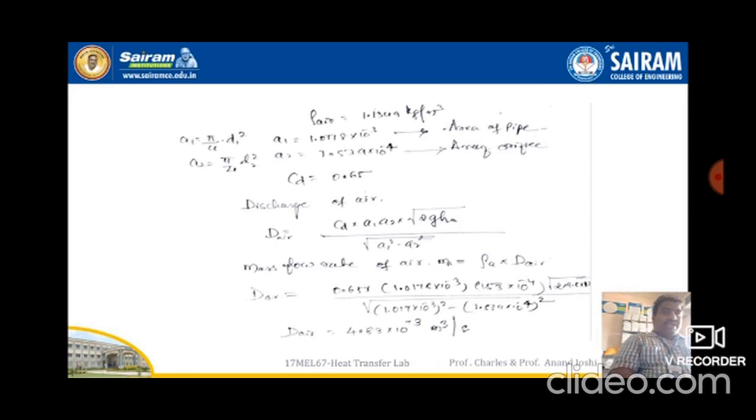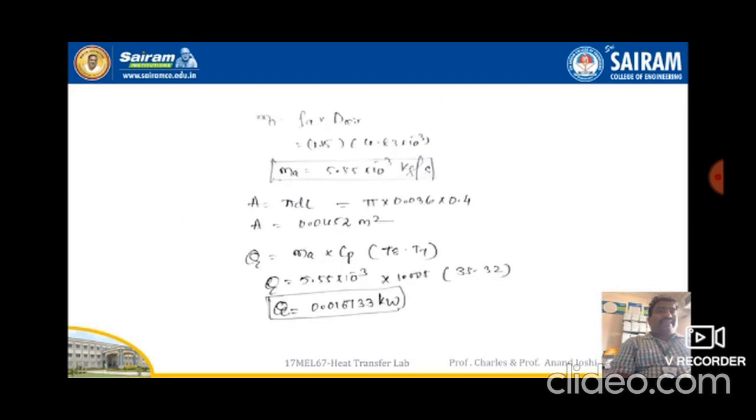This is the discharge, where the mass flow rate of the air also we can find out. Once you know the discharge of the air, you can calculate the mass of the air by using the formula, density of the air and discharge of the air. That is 1.15 into 4.83 into 10 to the power of minus 3, and you will get the mass of the air as 5.85 into 10 to the power of minus 3 kg per second.